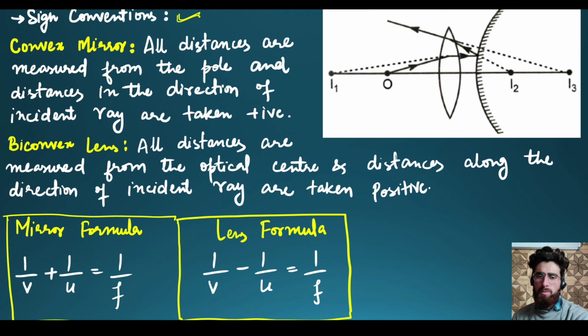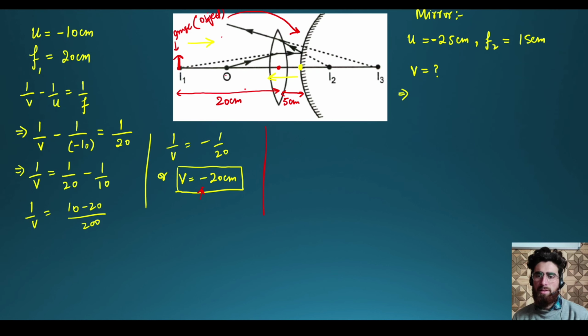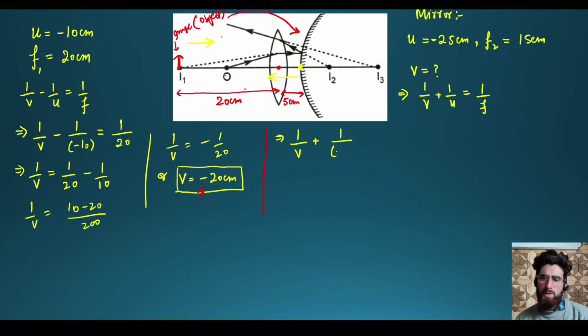We are going to use the mirror formula, because we are dealing right now with the mirror. So 1 upon v plus 1 upon u is equal to 1 upon f, which implies 1 upon v plus 1 upon (minus 25 centimeters) is equal to 1 upon f. F is given to be 15 centimeters, which implies that 1 upon v is equal to 1 upon 15 plus 1 upon 25.